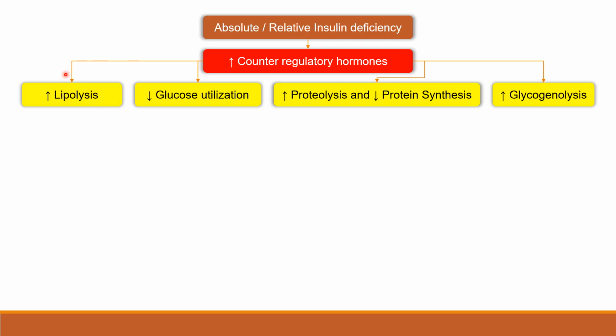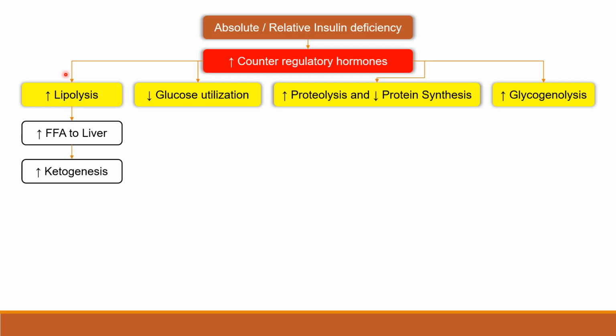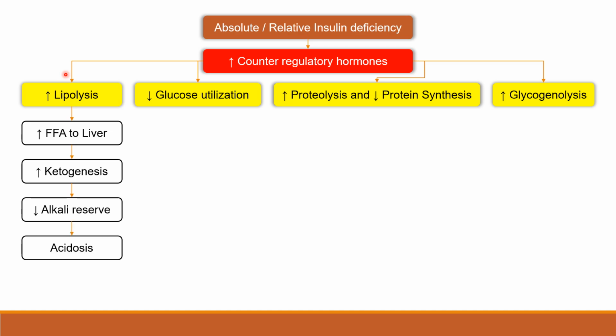First, coming to increased lipolysis. Increased lipolysis, or increased breakdown of lipids, leads to formation of increased free fatty acids, which get delivered to the liver. Increased free fatty acid delivery to the liver leads to increased ketogenesis, which decreases the alkali reserve, and as the alkali reserve is getting depleted from the body, obviously there will be a buildup of acidosis in the body. So increased lipolysis ultimately leads to acidosis.